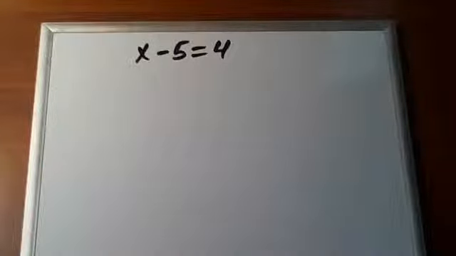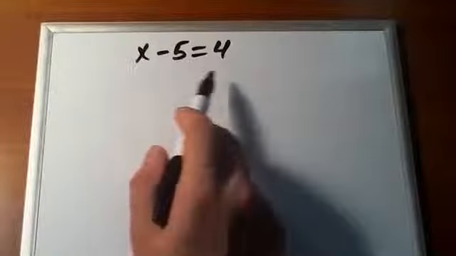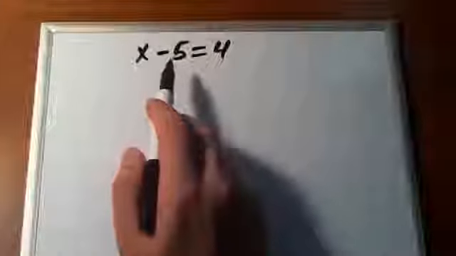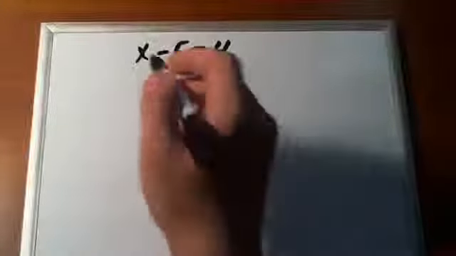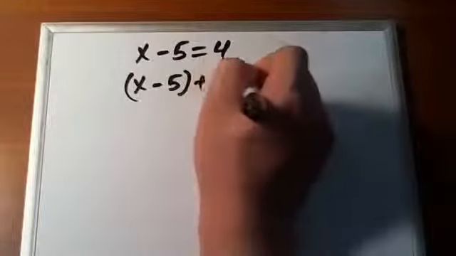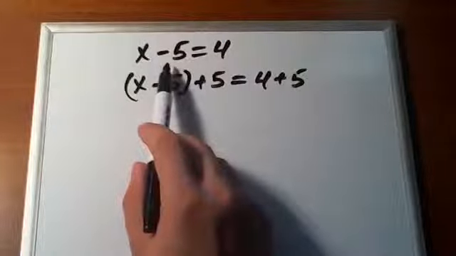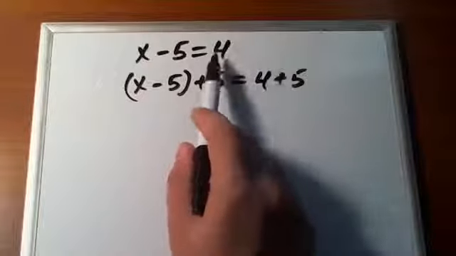Okay, another example. x minus 5 is equal to 4. Pause the video and try to solve it. Well, I hope you tried to solve it. I hope you succeeded. If not, we'll solve it together and see what we came up with. In order to solve this linear equation, we need to add 5 to both sides. x minus 5 plus 5 is equal to 4 plus 5. We added 5 to the left side, therefore we had to add 5 to the right side.